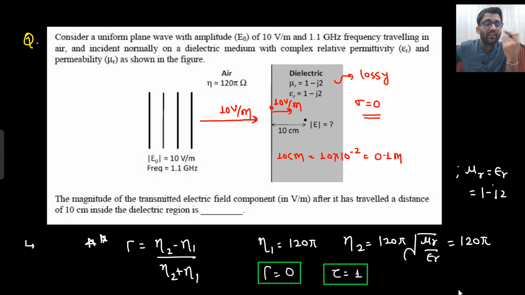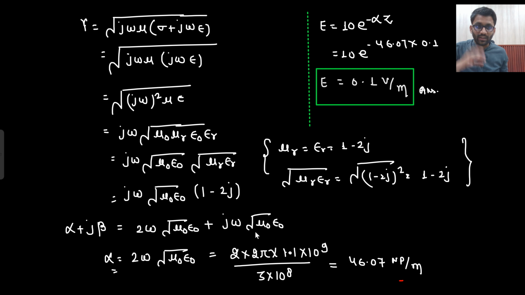Now, why would it be complex? Because gamma is coming complex. If gamma was only real, that means there would be only attenuation. But gamma is real plus imaginary. The imaginary part is beta, the phase constant. We are not talking about the phase constant here. We are talking about the attenuation constant. So here we are getting some real part, and that real part is the attenuation.